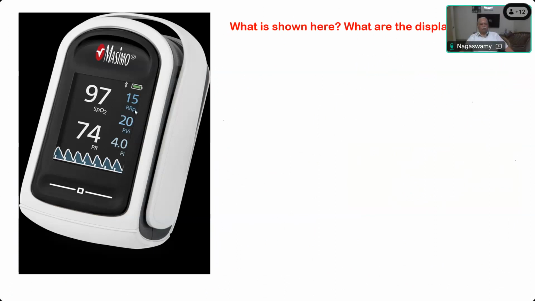Then what is this? Plethysmographic tracing. What is PVI and what is PI? PI is perfusion index. PVI is pleth variability index. Then respiratory rate, battery sense whether it is full or not, and there is a Bluetooth signal, and there is a word written Masimo. What does this Masimo stand for?